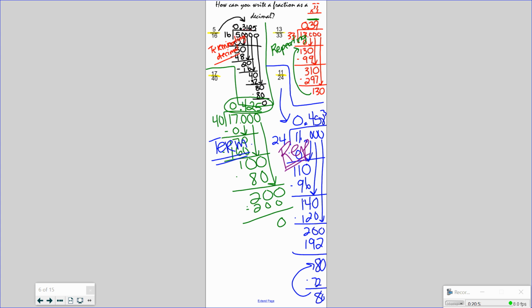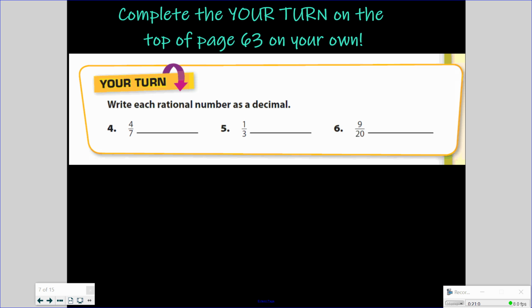That one was rude, but long division does take a long time. Sometimes I'm kind of nerdy and I think something like this is fun after a while. All right, so go ahead and join me on page 63 of your textbook, or if you really want, you could just write these 3 down in your notes and do it from there. So you're going to go ahead and convert 4/7, 1/3, and 9/20 into a decimal. And I want you to go ahead and pause your screen here. And then when you are done, go ahead and check your answers.